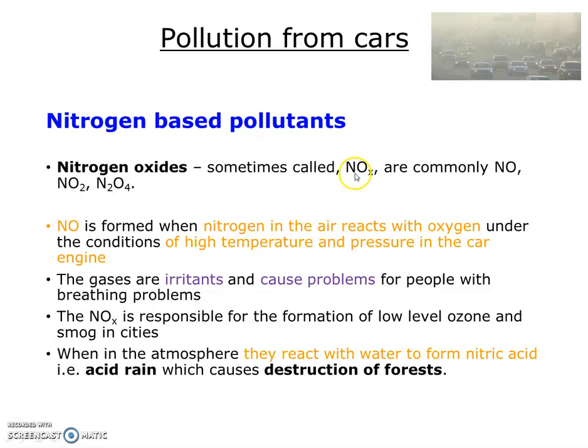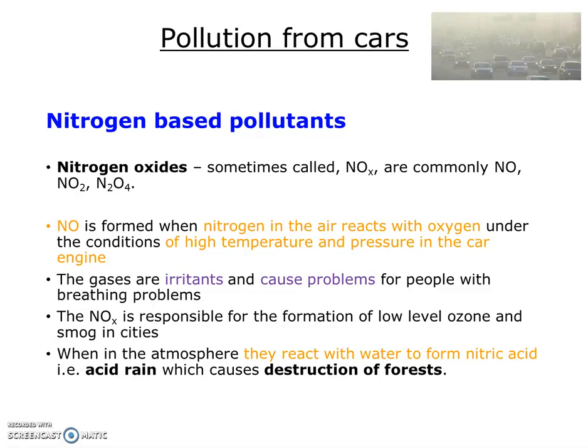formula here, because it's NO2 or N2O4, sometimes NO. Now, nitrogen monoxide or nitric oxide, you have to know how this is formed. Okay, this is formed in the car engine when nitrogen in the air reacts with oxygen under the conditions of high temperature and pressure in the car engine. The car engine typically has a temperature of about 2000 Kelvin.